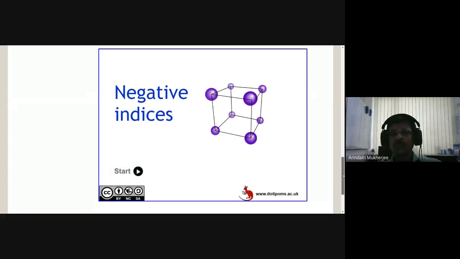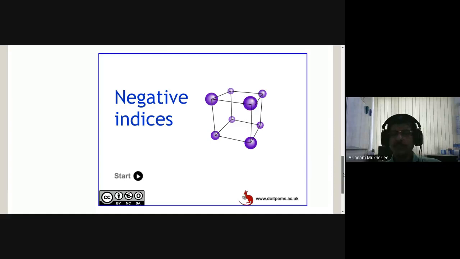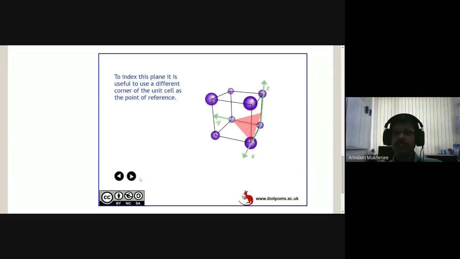So first we did a positive set of indices, and then we saw some zero indices, and now we go to negative indices. We take an example of a negative index. Let's see how to do that. Negative Miller index, same unit cell.